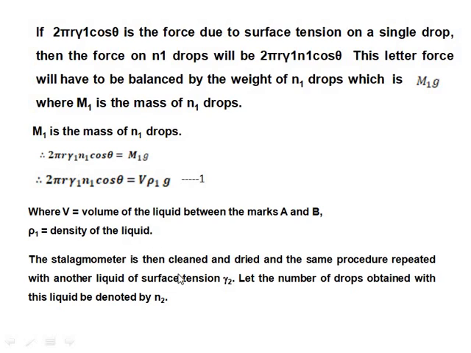The stalagmometer is then cleaned and dried, and the same procedure is repeated with another liquid whose surface tension is gamma 2. Let the number of drops obtained with this second liquid be denoted by N2.